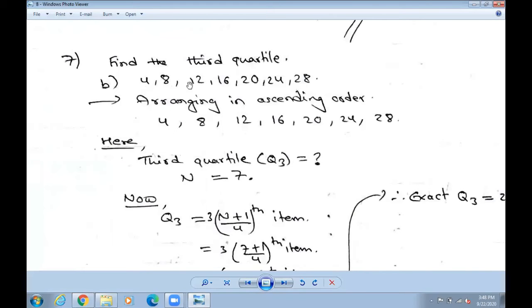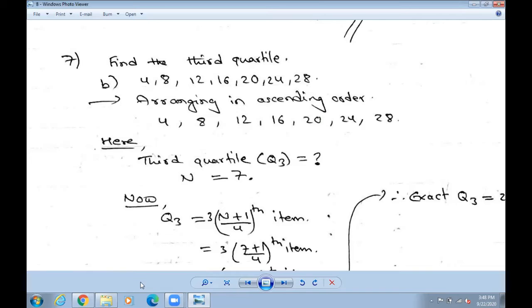If 4, 8, 12, 16, 20, 24, and 28 are given, then how to find out the third quartile? First of all, we need to arrange them in ascending order. Are they in ascending order? Which one is the smallest? This is already arranged in ascending order. So 4, 8, 12, 16, 20, 24, 28. That means they are in increasing order.